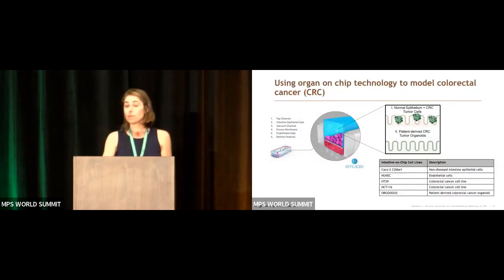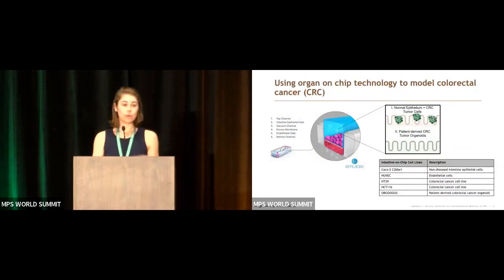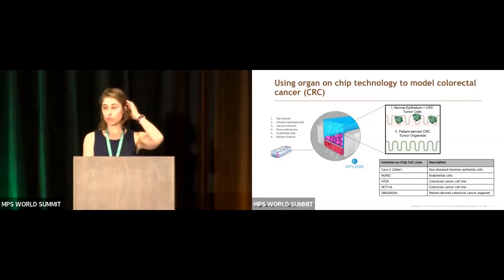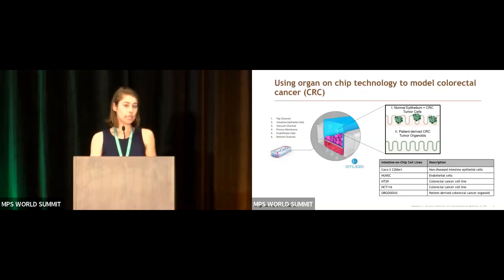I've been working mostly with the Emulate organ-on-chips, which are comprised of two microfluidic channels separated by a porous membrane. In our top epithelial channel, we can layer on different types of cells. Specifically here today, I'm talking about a normal epithelium, and then we can layer on these colon cancer tumor cells that will form these spheres in the top channel.